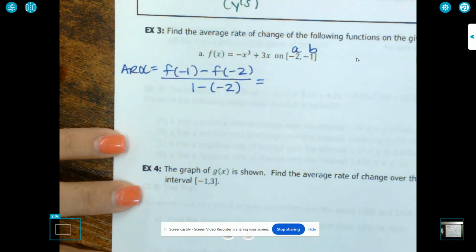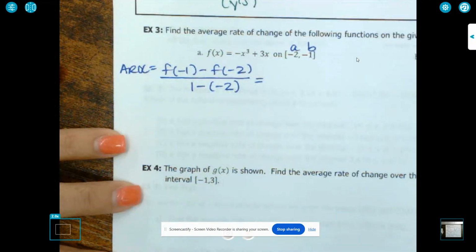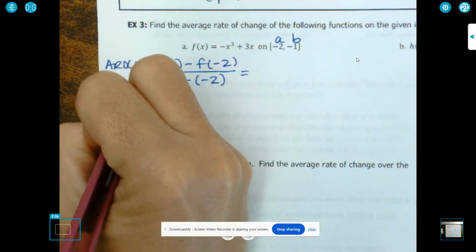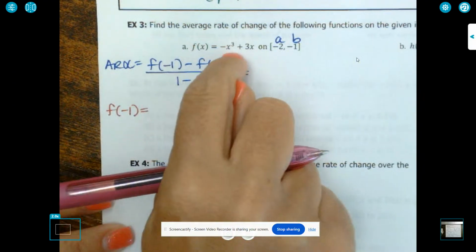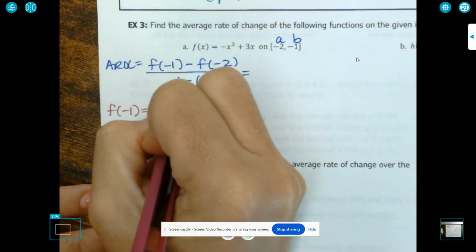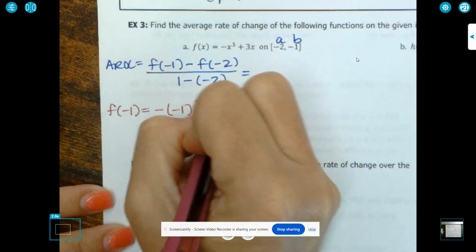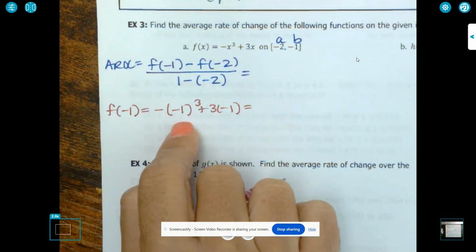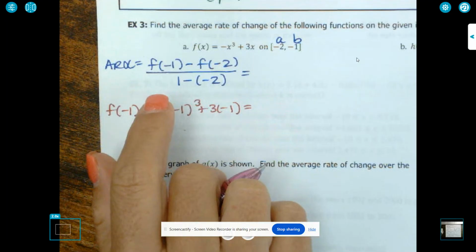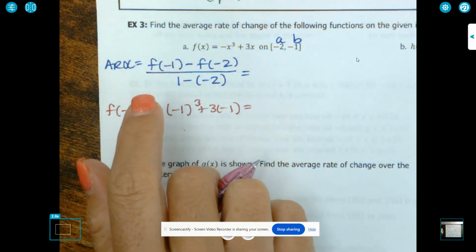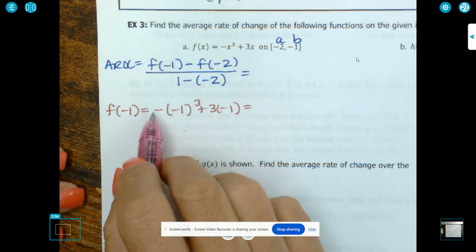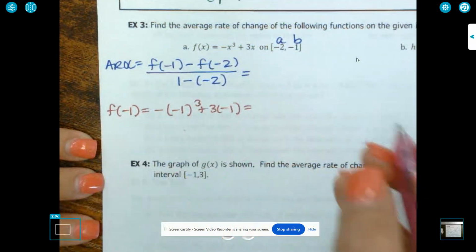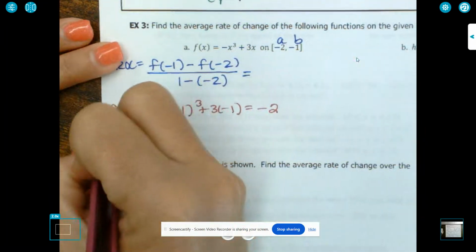Now, I'm going to come down here, and I don't do this for every problem, but I am going to make sure I do it to begin with so everybody's on the same page. I'm going to calculate f of negative 1. So I'm going to plug in negative 1 into my function and evaluate that. So negative 1 cubed is negative 1, times a negative makes it a positive 1. This is negative 3, and 1 minus 3 would give me negative 2.